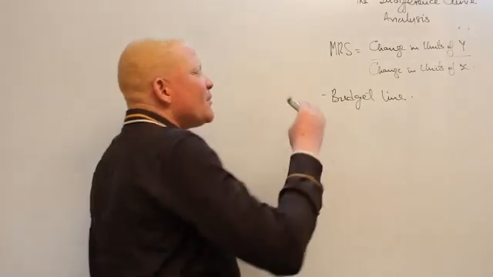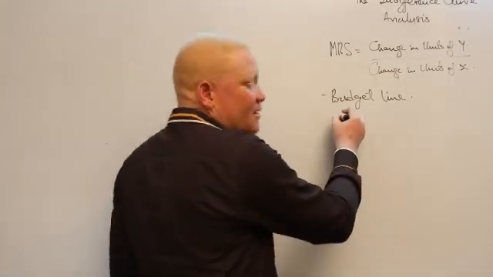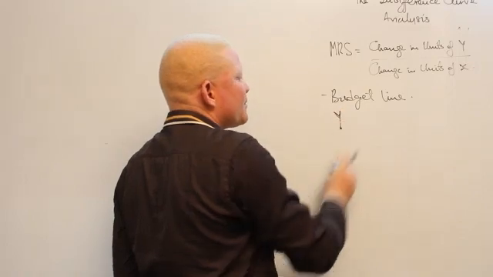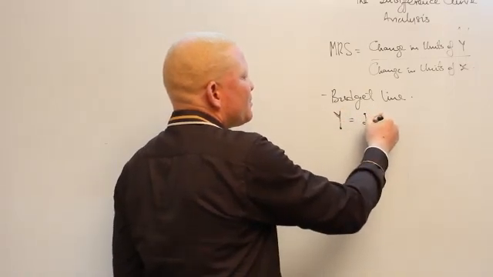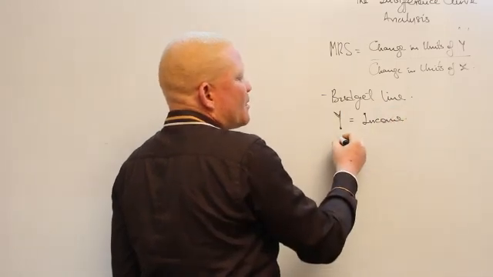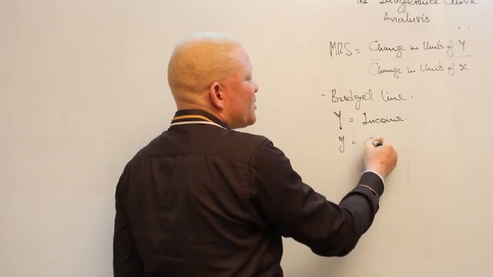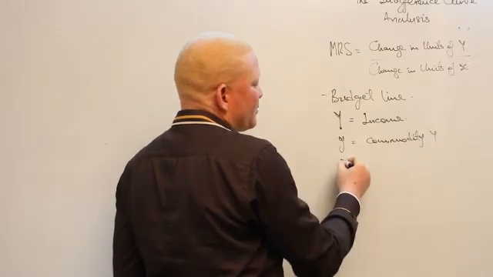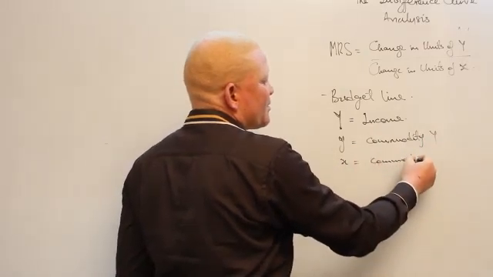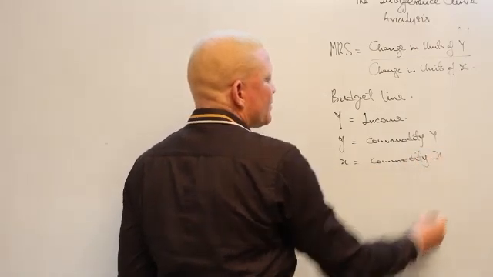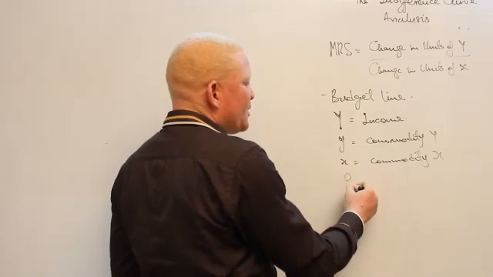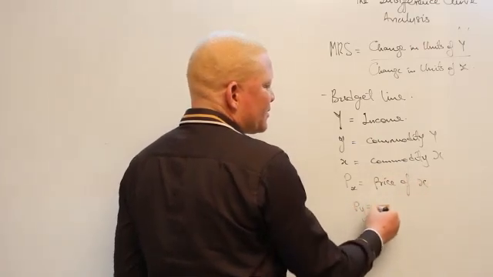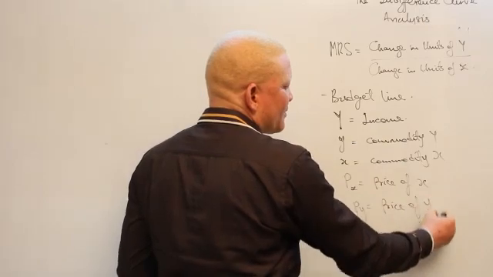Now, say the total income is I or capital Y. Capital Y is income. Small y is commodity Y, and X is commodity X, quantities of X, and Px is the price of X, then Py is equal to the price of Y.